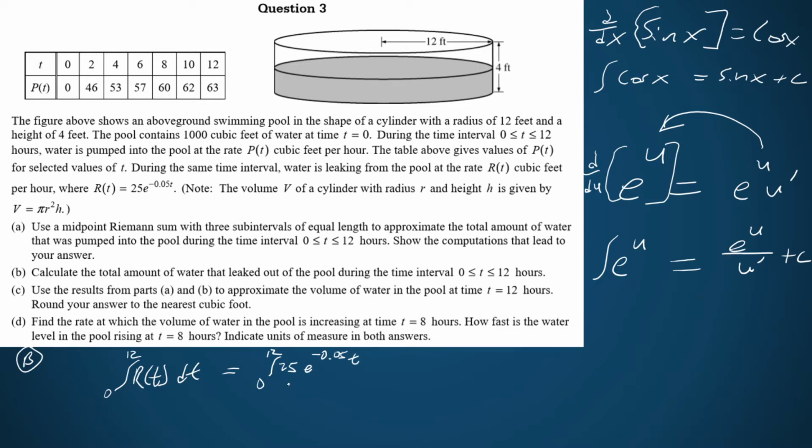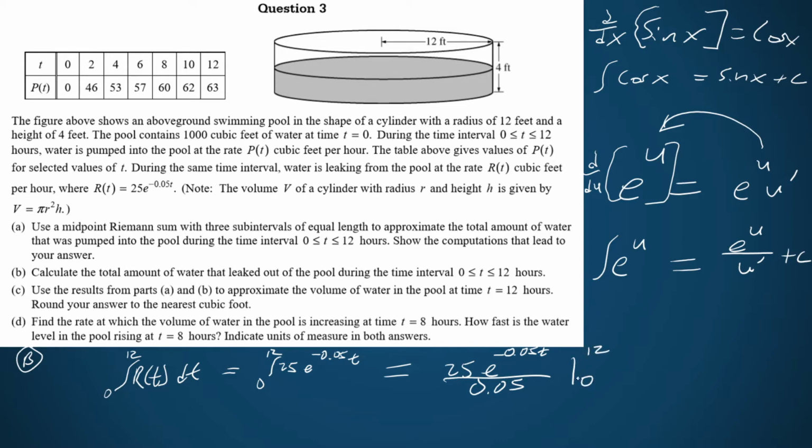Okay, so with that in mind, if I integrate from 0 to 12 of 25 e to the negative 0.05 t, my 25 is a constant, so I'm going to pull that out. So this will be 25 e to the negative 0.05 t divided by 0.05 from 0 to 12.